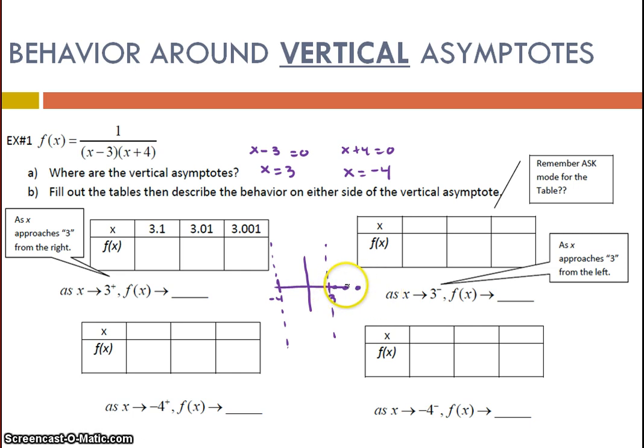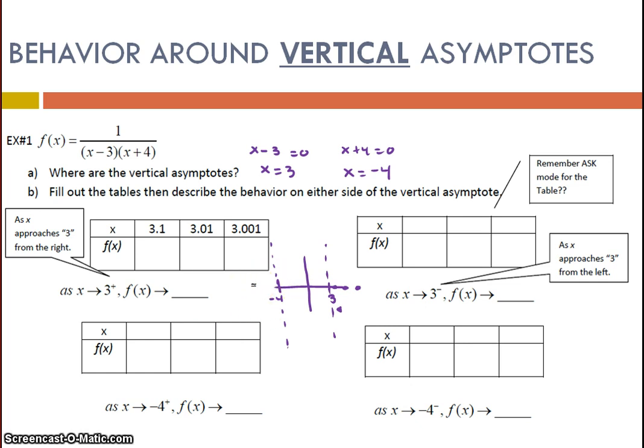So I'm going to approach 3 from the right, and I want to know, are these numbers getting bigger or are these numbers getting smaller? What's my function going to look like? And that's what I'm going to investigate here by plugging these values in. So you can take these values, just plug it in directly, or we can put our calculator in ask mode and do that. So we're going to look at the values from 3 from the right, 3 from the left, and then we're going to do the same thing around negative 4. We're going to approach negative 4 from the left. See, does it go up or does it go down? And we're going to approach negative 4 from the right, and negative 4 from the left.